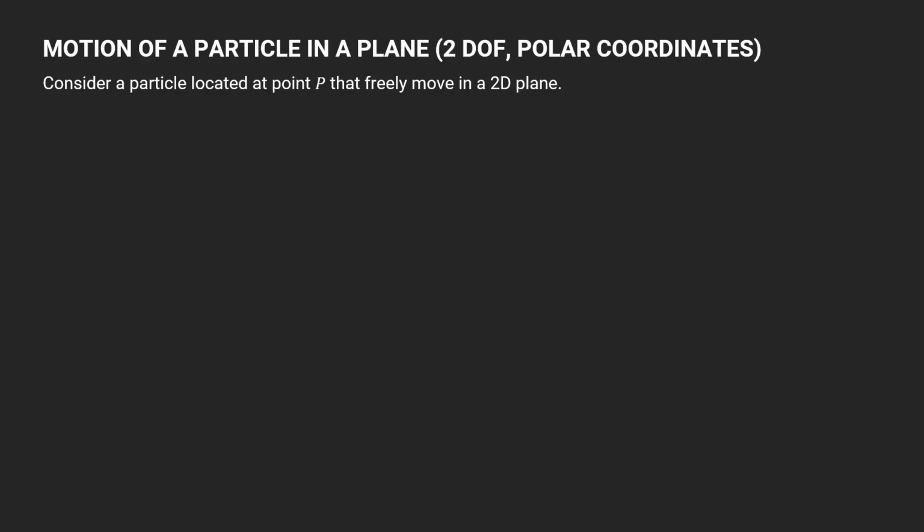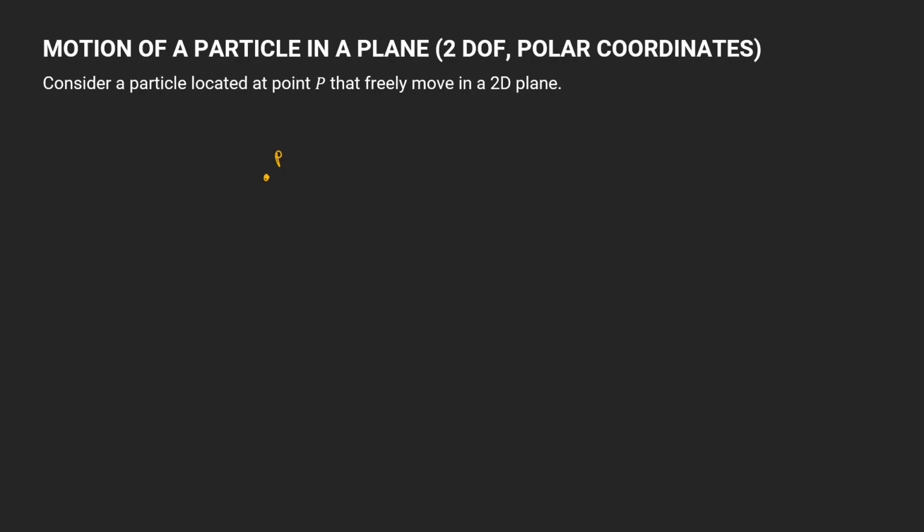Now we're going to walk through pretty much the identical problem describing the position, velocity, and acceleration of a particle freely moving about in a 2D plane. The only difference is the quantities that we use to describe the position vector are going to be slightly different. So I'm just going to set this problem up the exact same way we did in the last video.